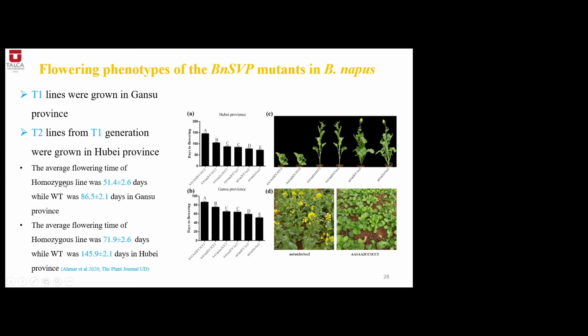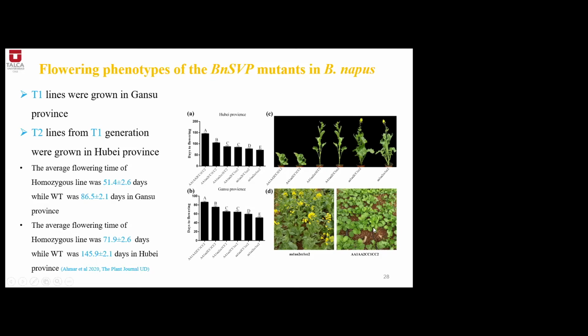I am talking about the quadruple mutant plant. The homozygous line flowered in 51.4 days, while the wild type took 86 days in Guangzhou province. When we grow this plant in Hubei province, it takes almost 6 to 7 months from sowing to flowering. But when we knock out the four homologous copies, we observed that the homozygous line was flowering in 71 days.